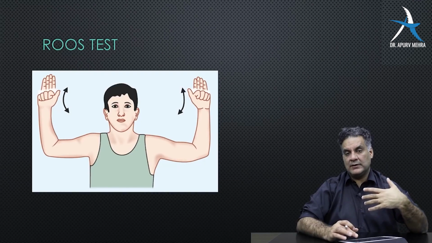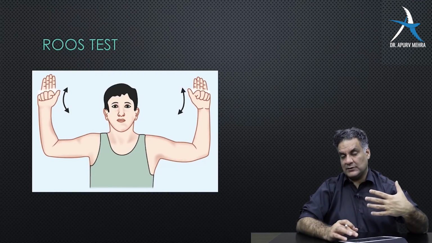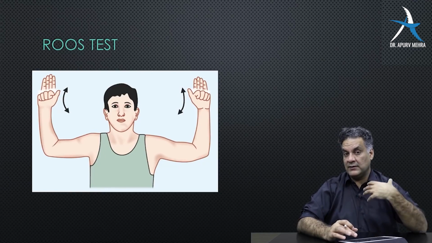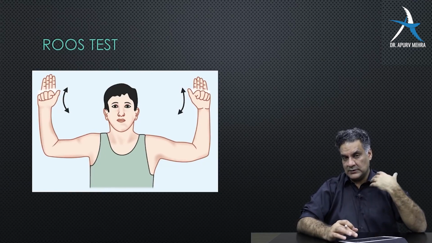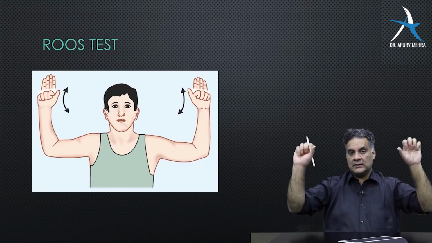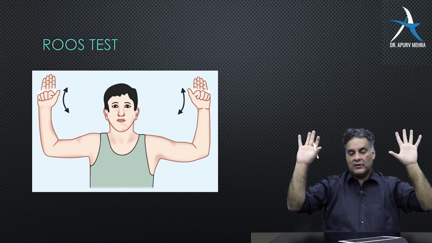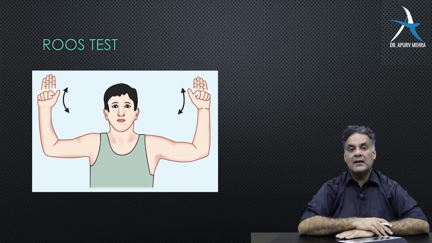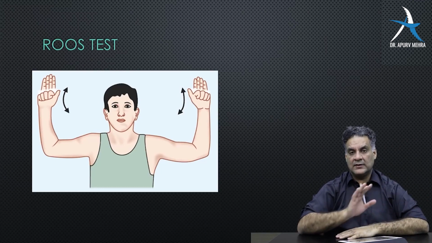When I look at thoracic outlet syndrome, it is the compression of the C8 and T1 nerve roots, more importantly T1 nerve roots, around the shoulder and the neck, right? So when you close and open this hand for about 3 minutes, you will feel numbness along the C8 and T1 distribution of the nerve. This is called the Roos test.